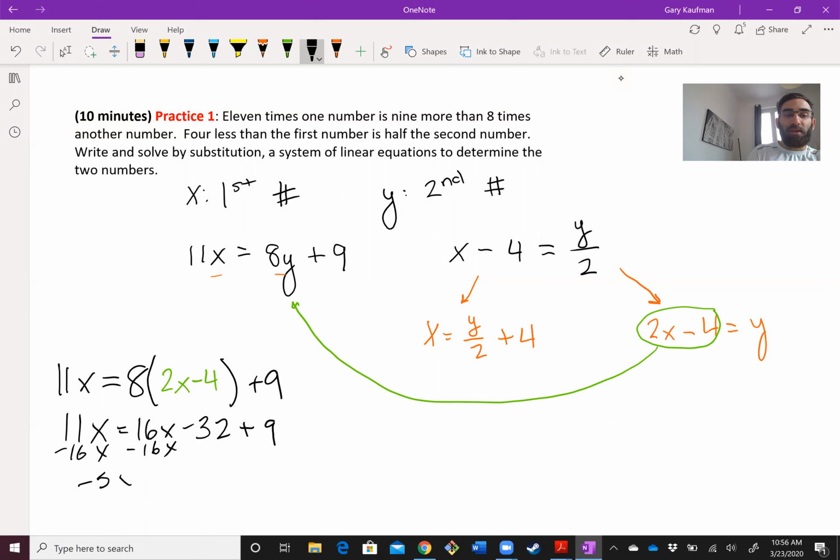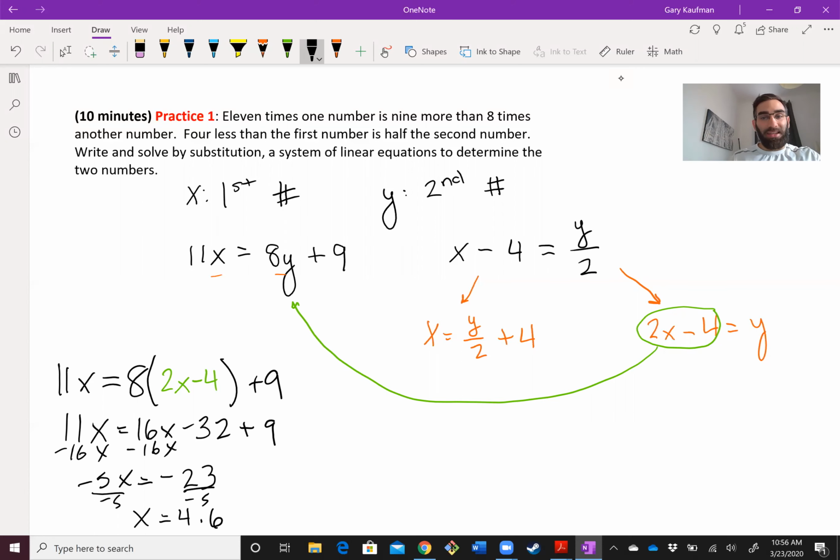Again, negative 5x equals, well, negative 32 plus 9 becomes negative 23. We'll divide by negative 5, divide by negative 5. x equals 4.6. I now need to solve for the other one.